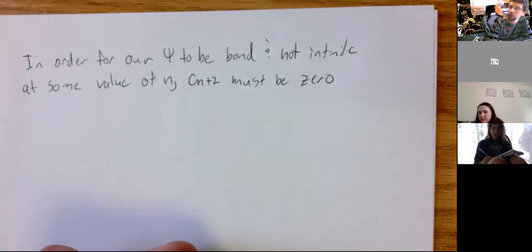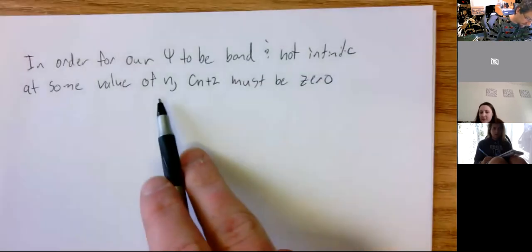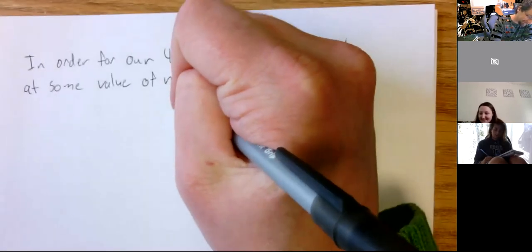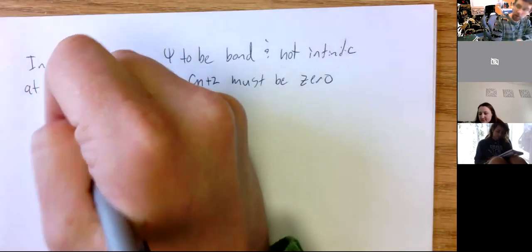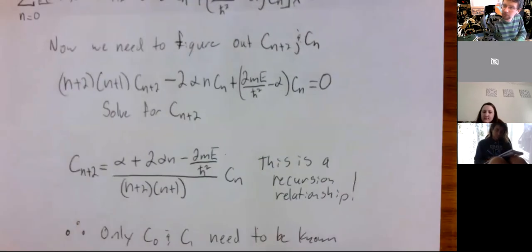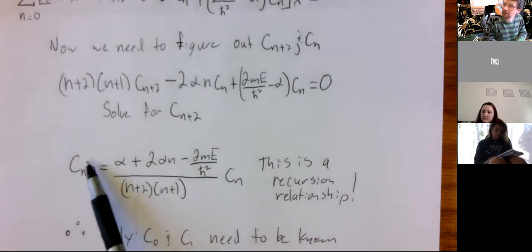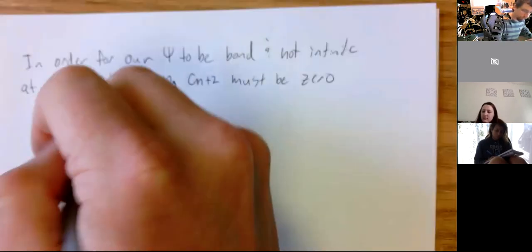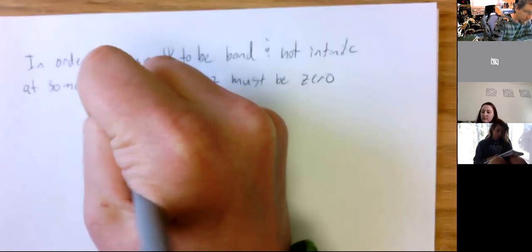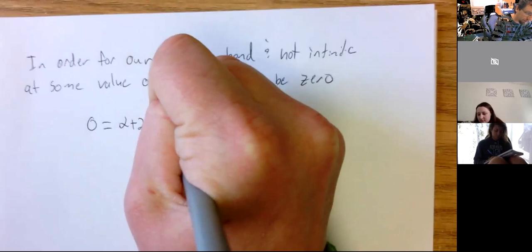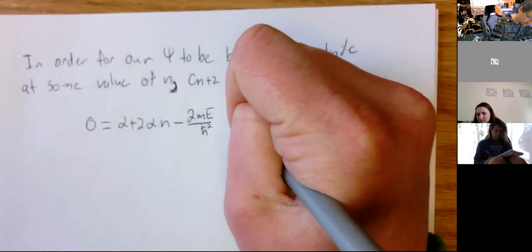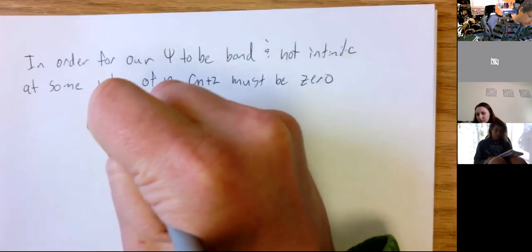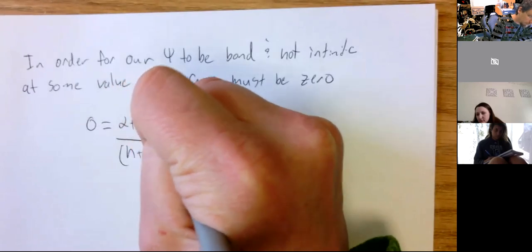So it works out that Cn plus 2 must be 0. Therefore, this expression that we had previously, this whole side, is going to be equal to 0. So we get 0 is equal to alpha plus 2 alpha n minus 2mE over h bar squared, times Cn, for n plus 2, n plus 1.